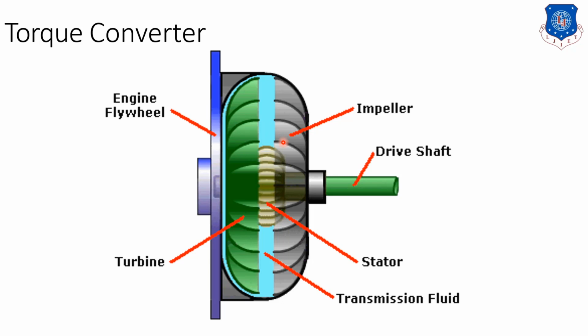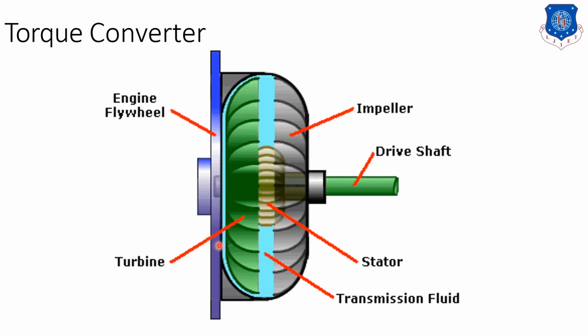The power is supplied, so torque increases, and again this fluid comes onto the stator, and the angle is such that it hits back to the impeller, so it increases and decreases the speed of the pump. So this is the working function of the torque converter.